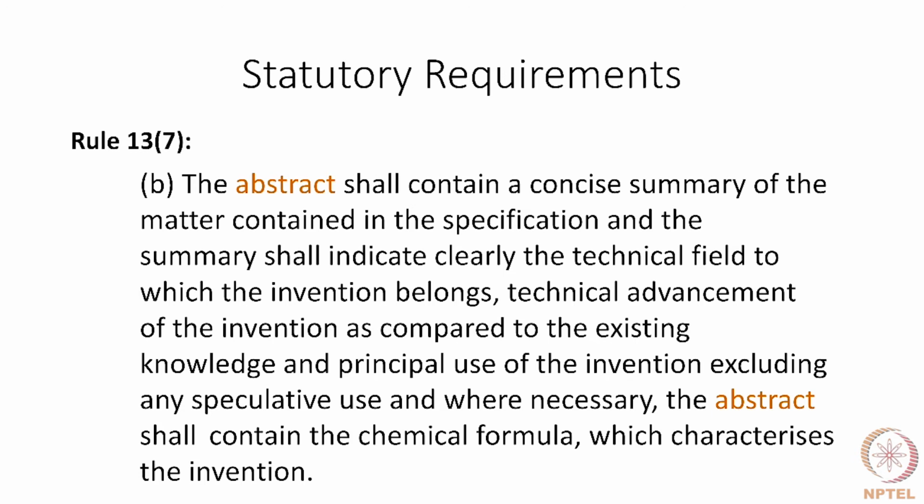where necessary, the abstract shall contain chemical formula which characterizes the invention. So when you draft an abstract, you should ensure that the abstract satisfies the requirements in this rule. Rule 13.7b clearly stipulates what are the things that your abstract should satisfy. It should be a summary. It should clearly indicate the field to which the invention belongs. It should demonstrate technical advancement over existing knowledge and the principal use of the invention. It should not contain speculative use, and where it pertains to chemicals, the abstract shall contain a chemical formula.